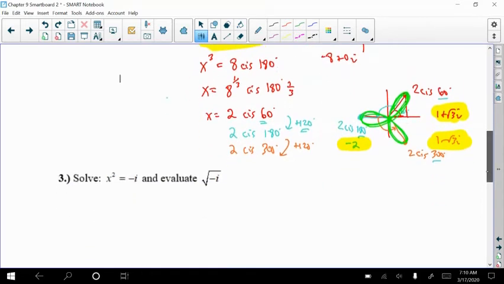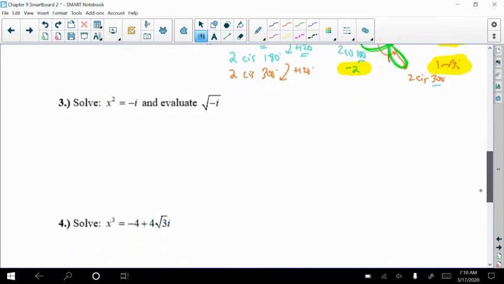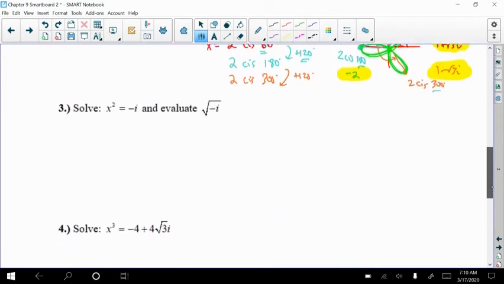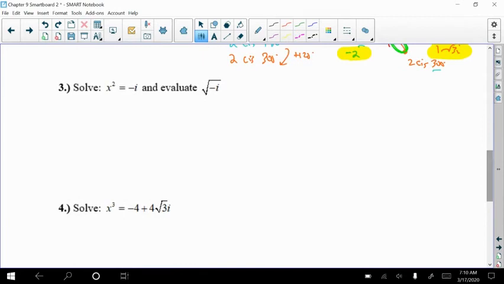Okay, let's do one more example. I might want to break the video here, just to break things up. So I want to solve x squared equals negative i. And I'm also wanting to compare this to the square root of negative i.